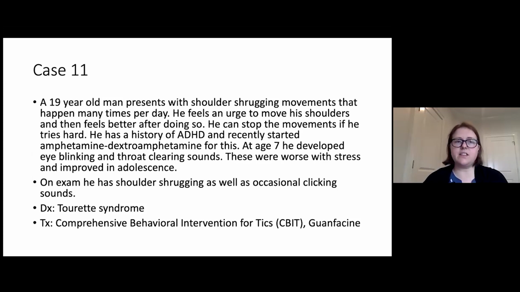At age 7, he developed eye blinking and throat clearing sounds. These were worse with stress, and they improved when he hit his adolescence. On his exam, he has shoulder shrugging as well as makes occasional clicking sounds. So this is a case of Tourette syndrome. The treatment is a specific type of cognitive behavioral therapy called comprehensive behavioral intervention for tics, and he's also started on guanfacine. And I highlighted this case.